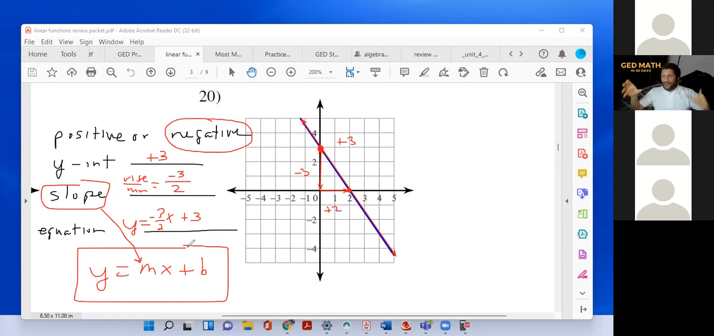If you can identify those things, is it positive or negative, what's the y-intercept, and what's the slope from a graph, you will have a better understanding of linear equations, because it takes two things to find the equation of a line: the y-intercept and the slope. So if they ask you for the equation of the line, I don't care if it's parallel, I don't care if it's perpendicular, I don't care if they give you 2 points, you have to figure out two things: what's the y-intercept, what's the slope.